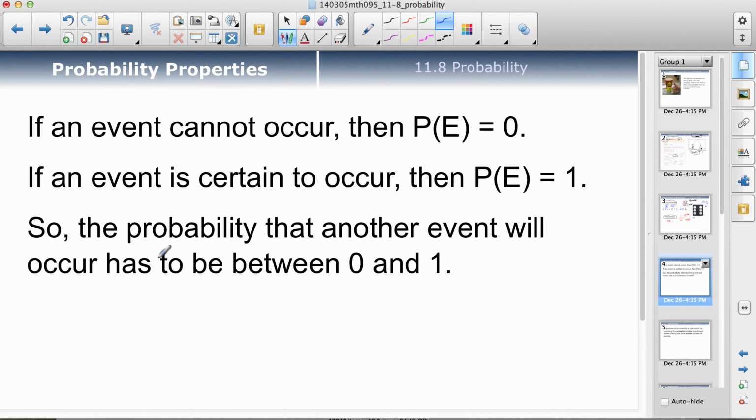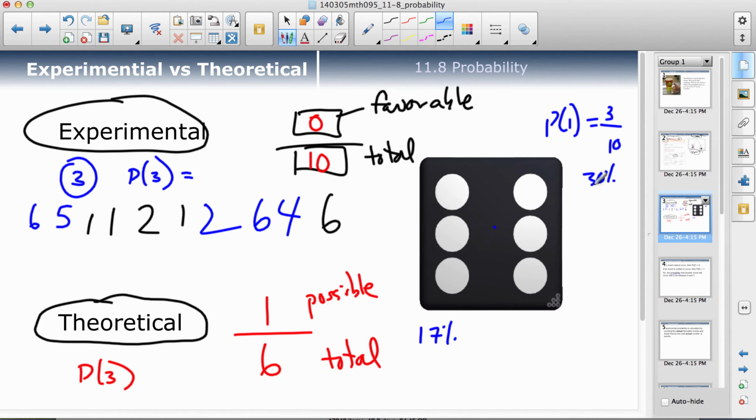So anytime you're looking at the probability of any event happening, the number that you get is always between 0 and 1. Up here, or back here, when I said 30%, that is a percentage. I probably should have written it as 0.30. Same thing down here is 0.17. So this number here is the probability of getting a 1 from that set of 10 that I had. This is the probability, theoretically, of getting a 3 when you roll that die.